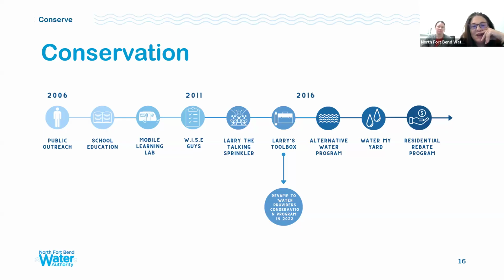Just a couple of other conservation initiatives the North Fort Bend takes. It works into your program as well, and just things that we cheerlead is what Julia mentioned earlier, the alternative water program. That's our reclaimed or reuse water program. If you live in our boundary, you can subscribe to the Water My Yard app. It'll give you a weekly watering recommendation based on your specific house recommendations. And then a lot of you participate in our residential rebate program.